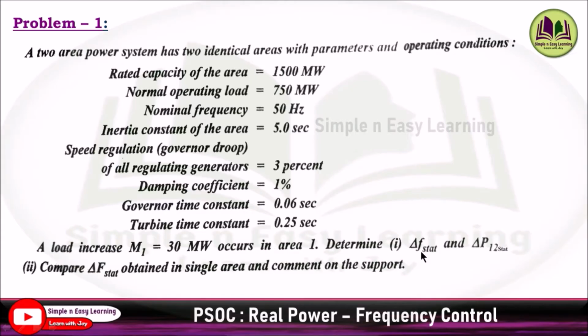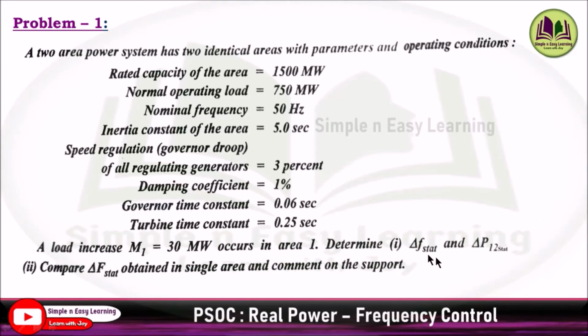Determine first del F stat and del P12, the change in tie line power, and compare this del F stat with that obtained in the single area and comment on the support. So in this problem they asked to determine the change in steady state frequency del F stat and the change in tie line power flow del P12 stat, and compare del F stat with the single area system.